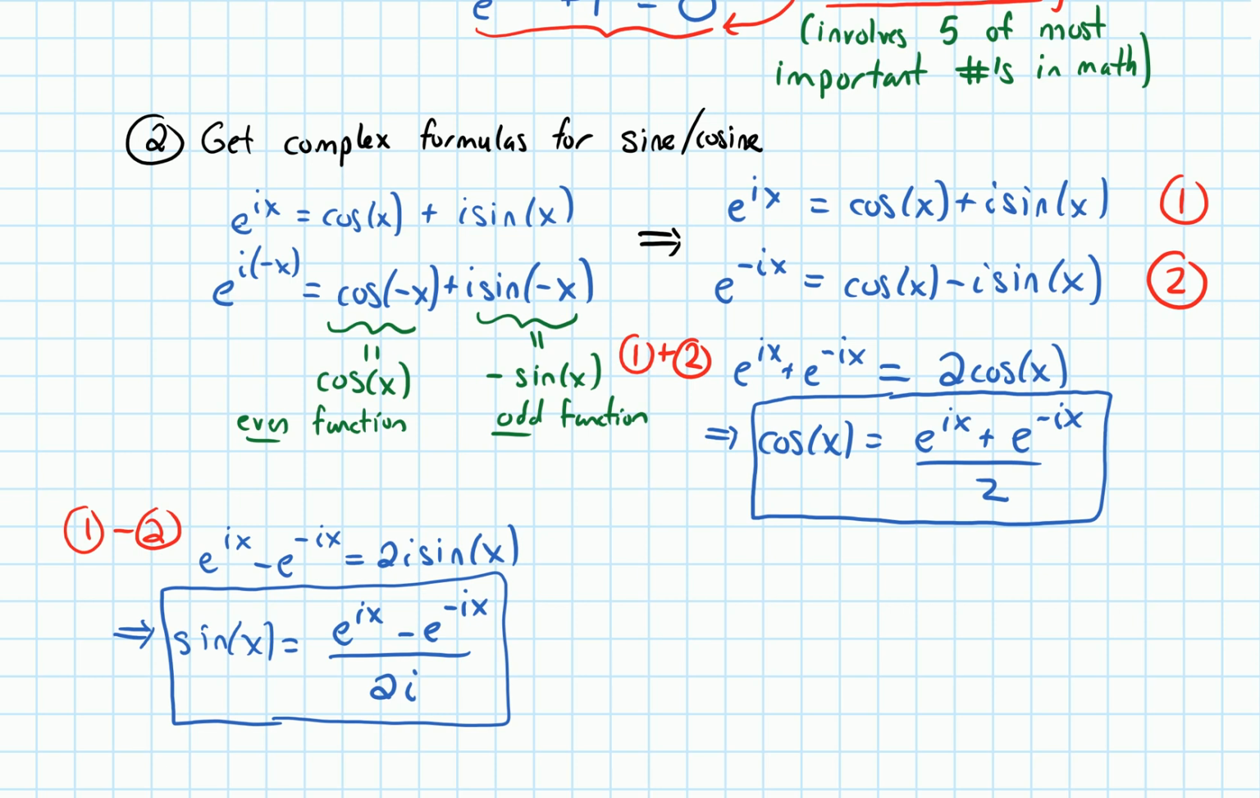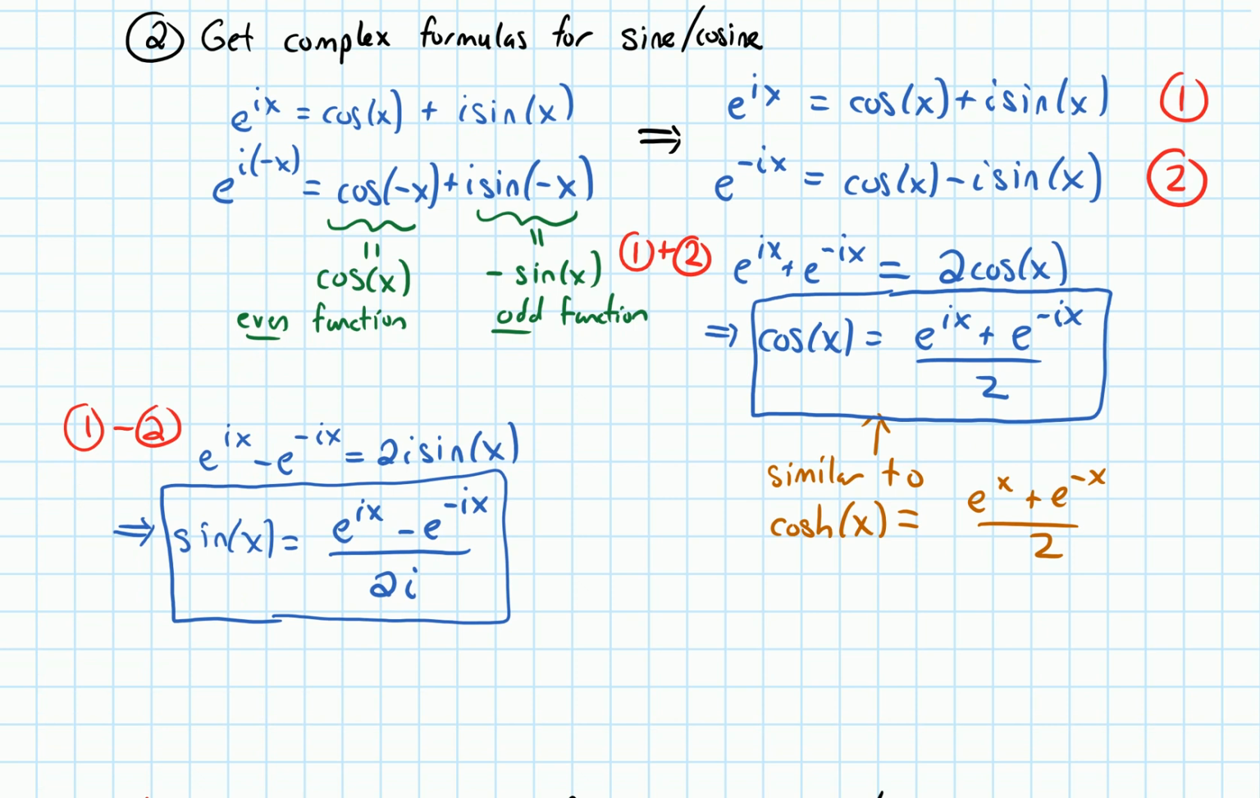Okay, so one thing that we might notice about these formulas is that, the one for cosine, looks similar to the formula for hyperbolic cosine that we've talked about before, cosh x, which is e to the x plus e to the negative x over 2. It looks pretty much identical to that, except the i is gone. And we can say the same type of thing about sine x. This is similar to the formula for sinh, for hyperbolic sine, which is e to the x minus e to the negative x over 2. So same idea, but just with an i gone.